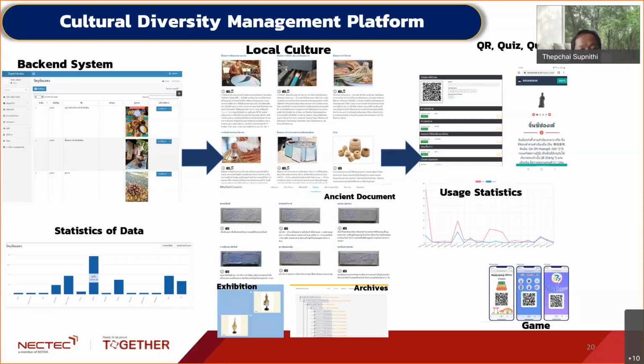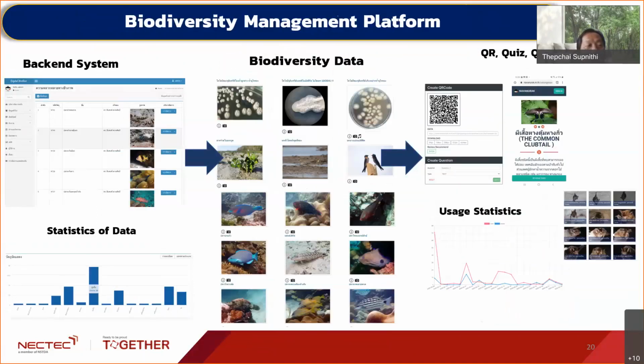They have many types, like ancient documents, archives, and so on. They can also use QR codes, quizzes, questionnaires, something like that, for the people who come to use them, and then we can get user statistics. The biodiversity platform is also similar, but the main point is that we collect biodiversity data. We can also use QR codes, quizzes, questionnaires and user statistics on this.